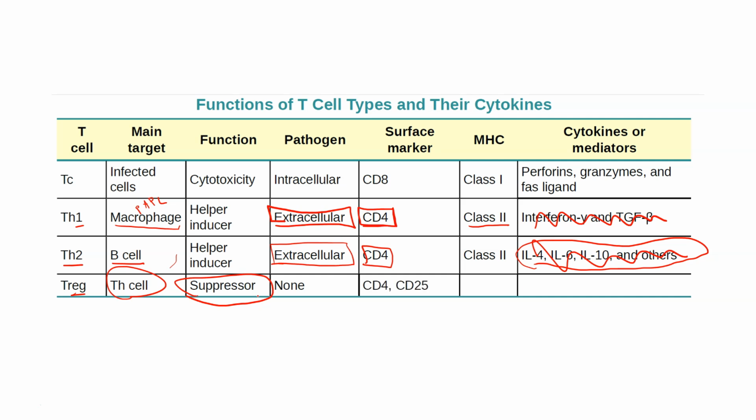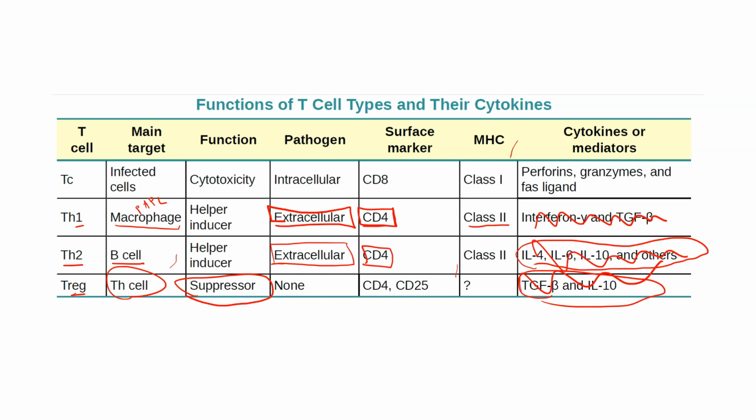They've got CD4 and CD25 on them, and again, not really sure what they bind to, but when a T regulatory cell attaches to a T helper cell, it releases these cytokines to help slow down the immune response, which, again, you don't have to know.